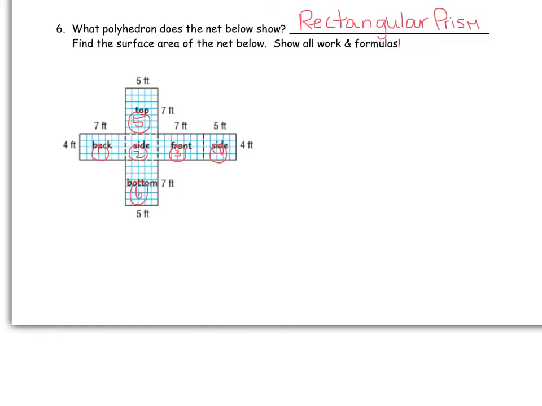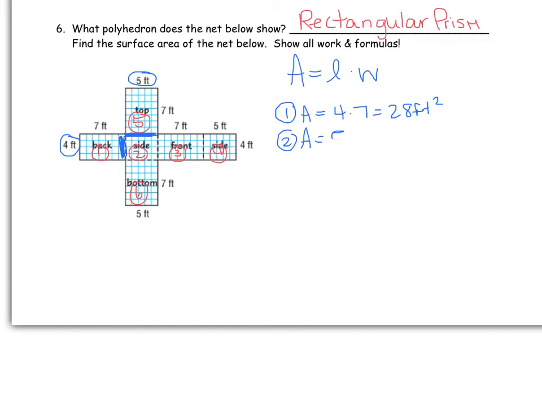Since each shape is a rectangle, I'm going to write the formula one time on the top. Area equals length times width. And I'm going to do the areas of each one of these rectangles. So rectangle 1 has a length and a width of 4 and 7. So 4 times 7 would give us 28 feet squared. Rectangle 2 doesn't have any numbers, but I know that this must be 5 because it's up here, and the width would be 4. So the area of rectangle 2 would be 5 times 4, or 20 feet squared.